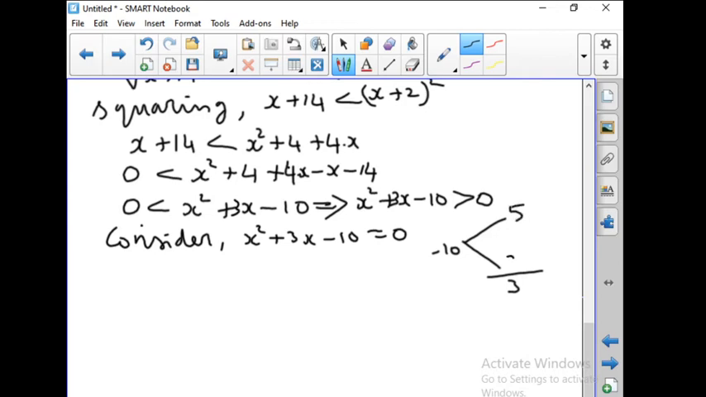5 and 2. So when you add, you should get 3. So what is it? 5 minus 2. When you add, you get 3, and when you multiply, you get minus 10. And here the coefficient of x square is 1, so we have it as it is. So (x plus 5) into (x minus 2) is equal to 0.